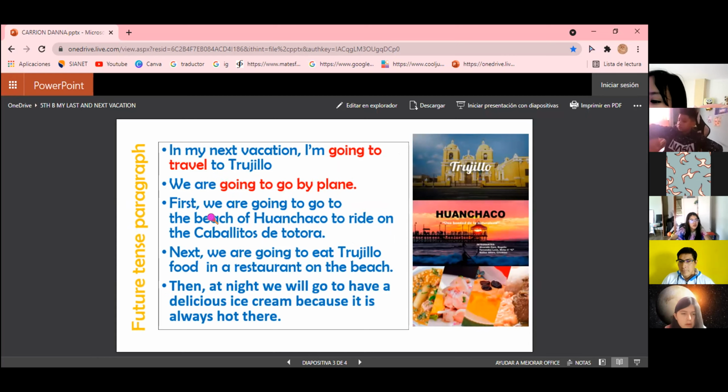Here we are going to go to the beach of Huanchaco to ride on the Caballito de Totora. Next, we are going to eat Trujillo food in a restaurant on that week. Then at night, we will go to Paris. It is always hot there.